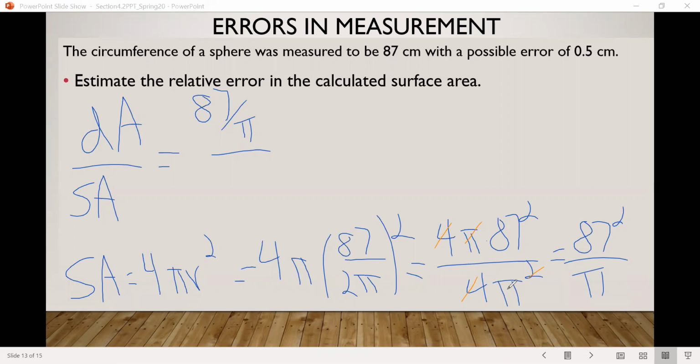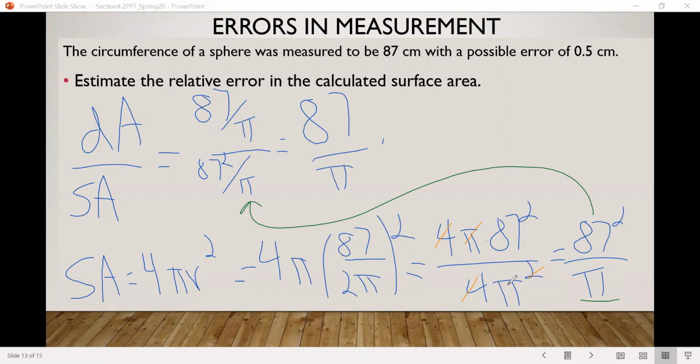So plug that in up above for our surface area. And so we'll end up with 87 over pi divided by 87 squared over pi. Do some fun with fractions here. So invert the second one and multiply. Okay, notice when we do that, the pi's will cancel. 87 here will cancel with one of the 87s here. So we can end up with 1 over 87 is our relative error.